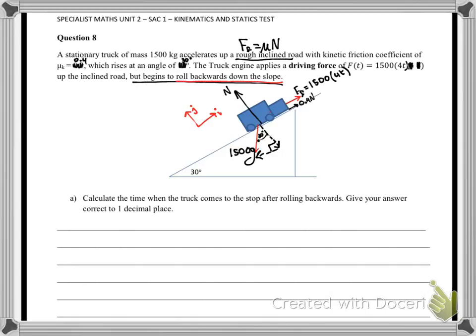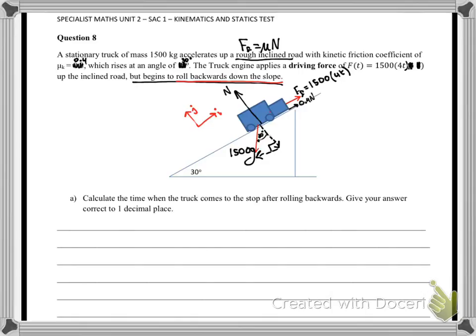Okay, now if the truck begins to roll backwards down the slope, it's moving down this way. That means the friction force is opposing its motion. So if it's moving this way, the friction force is going in the opposite direction, up the plane. So that's the direction of friction when the truck is rolling backwards, and that's what we're after.